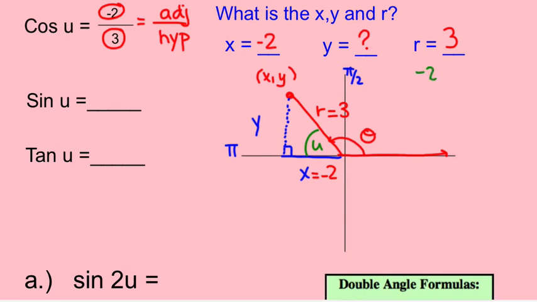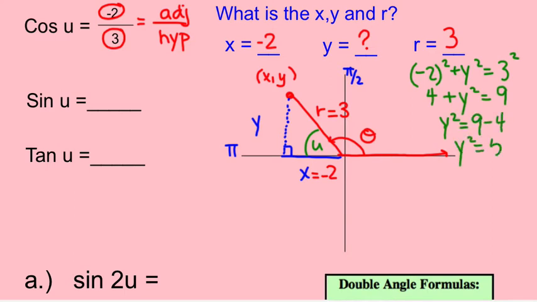So x squared plus y squared equals r squared. -2 times -2 is 4. 3 times 3 is 9. Subtract 4 from both sides. 9 minus 4 is 5. Square root 5. And the y has to be positive in the second quadrant because you're going up. So now we can replace that question mark with the square root of 5.